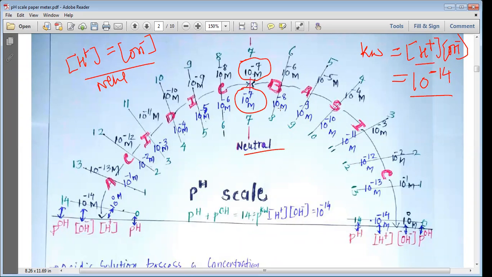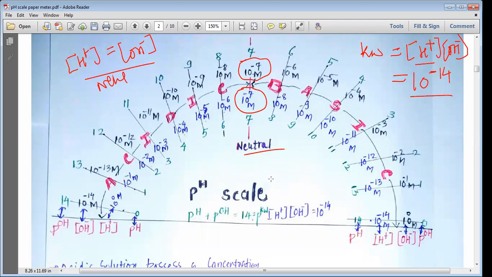You can see here minus 8, minus 6, that is minus 14, minus 9, minus 5, that is minus 14, minus 10, minus 4, that is minus 14, minus 11, minus 3, minus 14, minus 12, minus 2, minus 14, minus 13, minus 1, minus 14, minus 14, 0, that is also minus 14. So this is how we can understand the concentration of H plus and the concentration of OH minus.